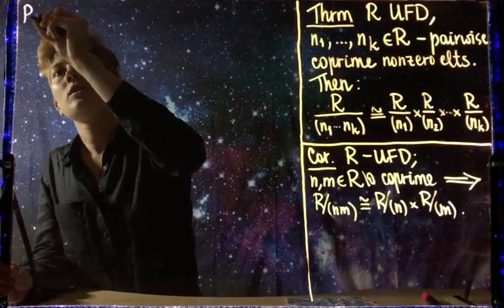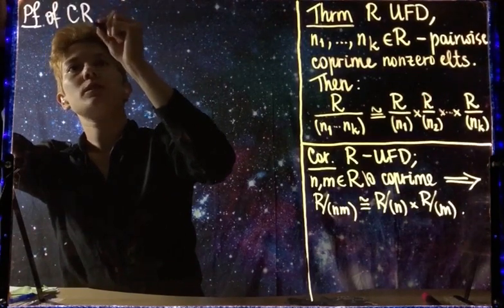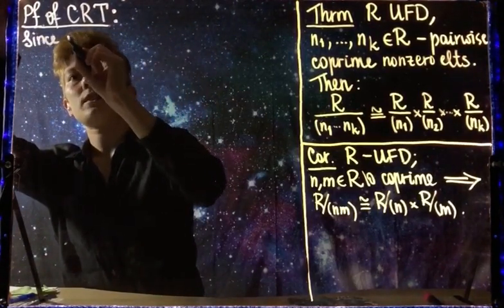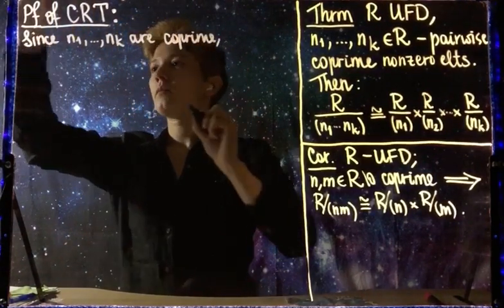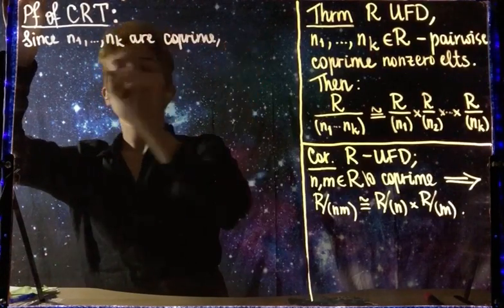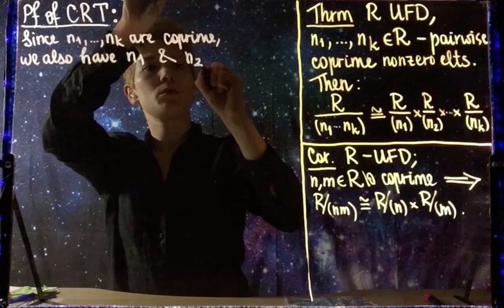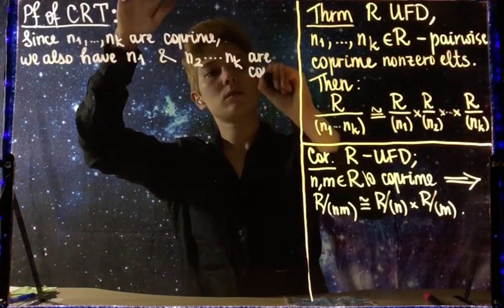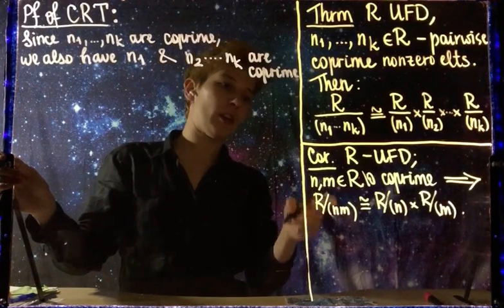And now I can show you how I apply this intermediate result to conclude the proof of the Chinese remainder theorem. Observe that since the elements n1 through nk are pairwise co-prime, we also have that n1 and n2 times ... nk, these two elements are co-prime. And now we are in the situation of this corollary.